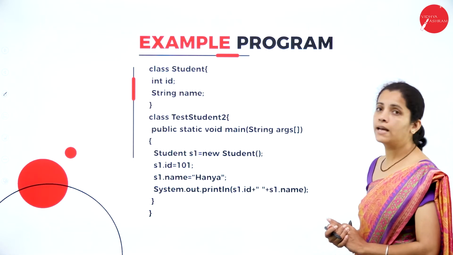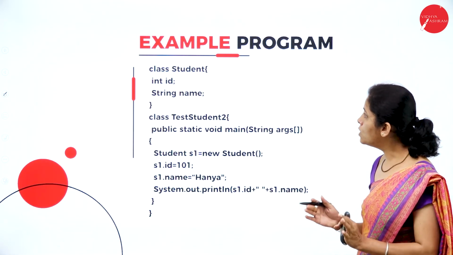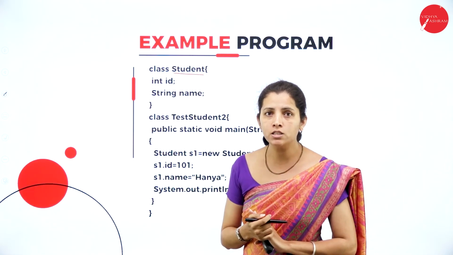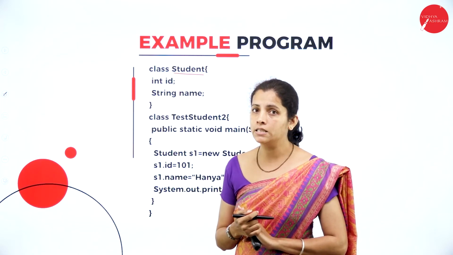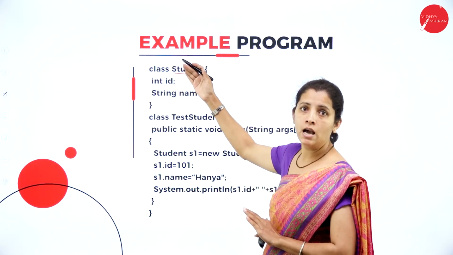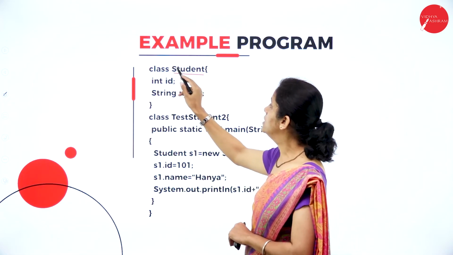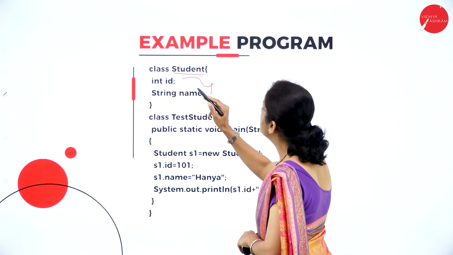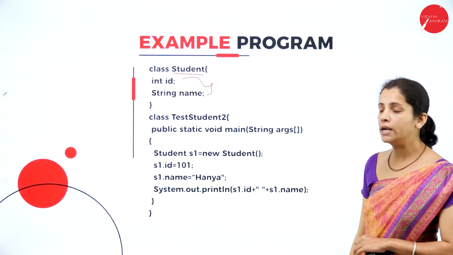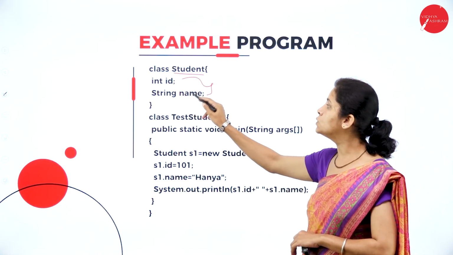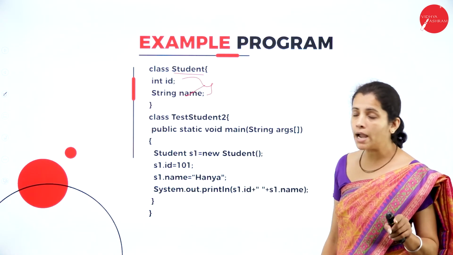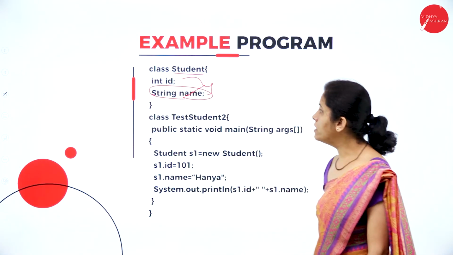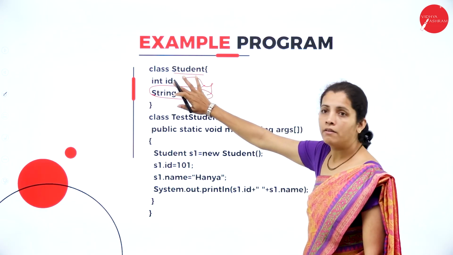Dear student, this is the example program I have. What is my class name? That is Student. What is the rule? While defining a class name, the class name must start with an uppercase letter, so S is a capital letter. Here I have two fields. One is student ID, another one is student name. ID is of type integer and name is of type string.